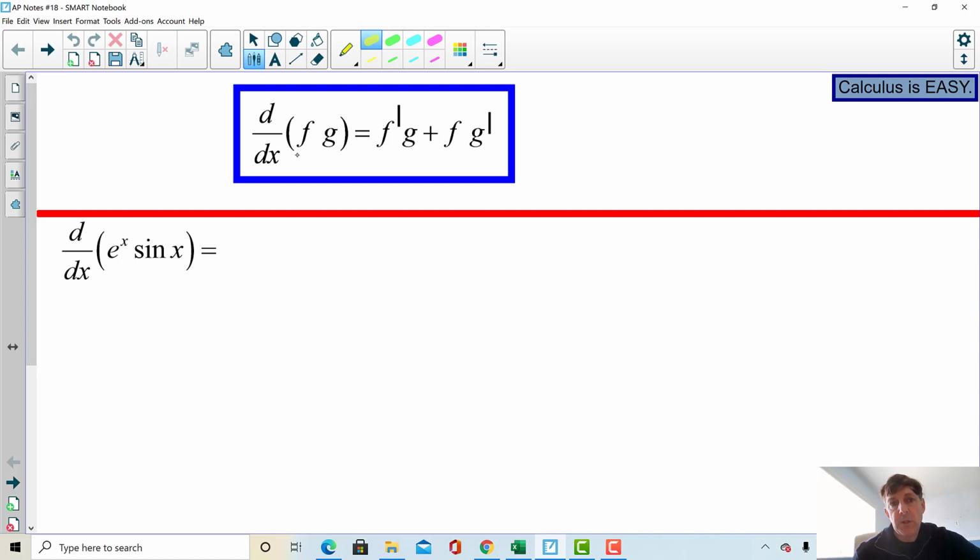Okay, now we're going to learn our last two derivative rules. The first one is the derivative of a product. So in this example, we have the derivative of f times g. Now in this case, the order doesn't really matter. Basically, one of them is going to be f, and the other one is f prime. And then on the other piece, you'll have a g and then a g prime.